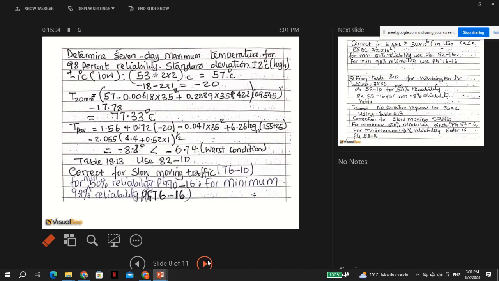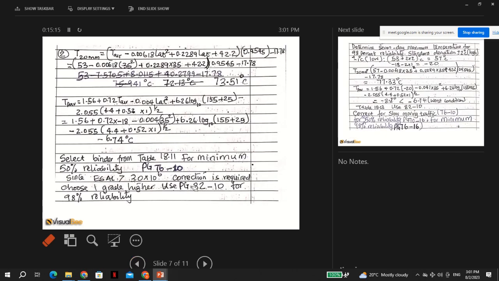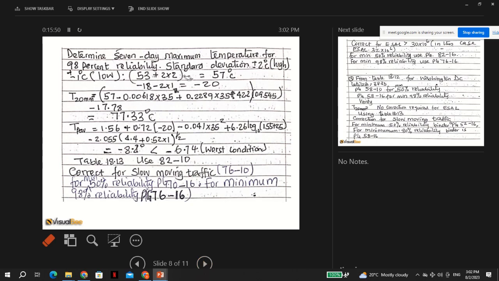Okay. So now we need to determine the 7-day maximum temperature for 98% reliability. So this is just for the selection. Okay. So we have used the ordinary temperature to select the pavement. So for 50% reliability, 7610, we have corrected for the loading. So that is 8210. Okay. But remember, there is also the issue that the temperature can vary. So the issue with the 7-day minimum or maximum temperature. So you also need to consider this. So determine the 7-day maximum temperature for 98% reliability with standard deviation plus or minus 2 for high temperature, plus or minus 1 for low temperature.